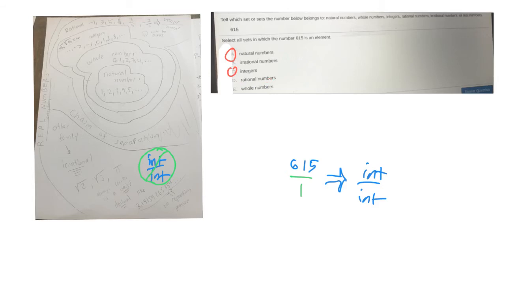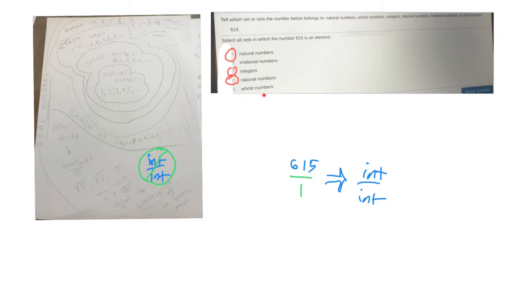Is 615 rational? Well, a rational number is any number that could be represented as an integer over another integer. That's part of what being a rational number is. Well, I already discussed how 615 could be rewritten as 615 over 1, and that is most definitely an integer over another integer. So is it rational? Yes.